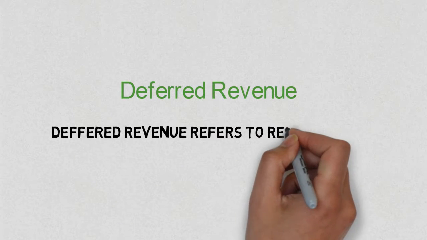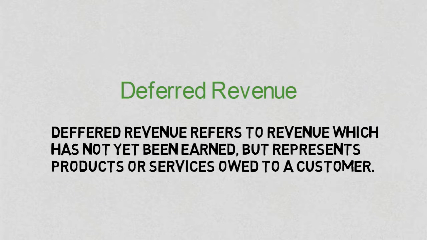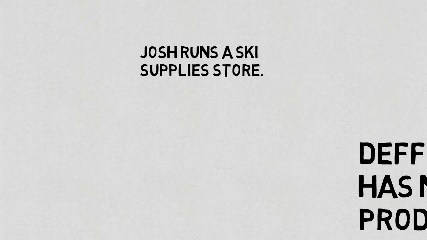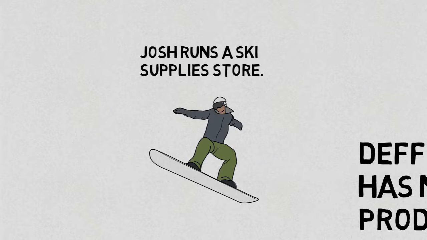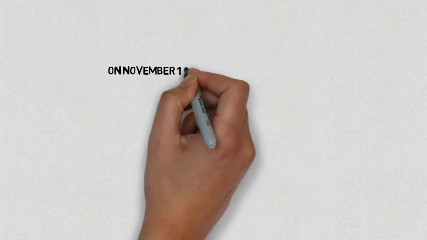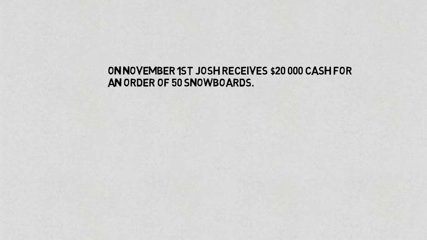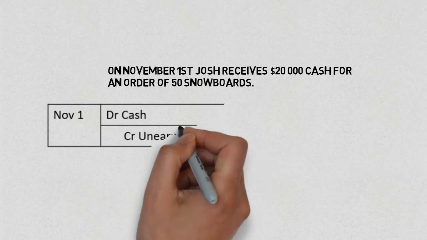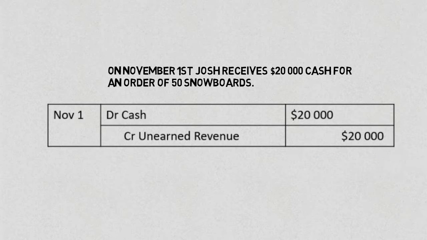Deferred revenue. Deferred revenue refers to revenue which has not yet been earned, but represents products or services which are owed to a customer. Let's give a real-life example. Josh runs a ski supply store. On November 1st, Josh receives $20,000 cash for an order of 50 snowboards. This is how it looks in a general journal.